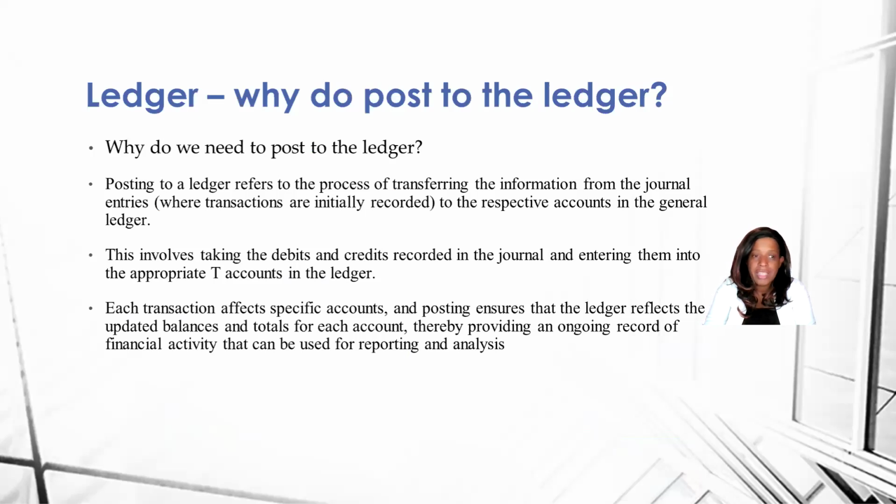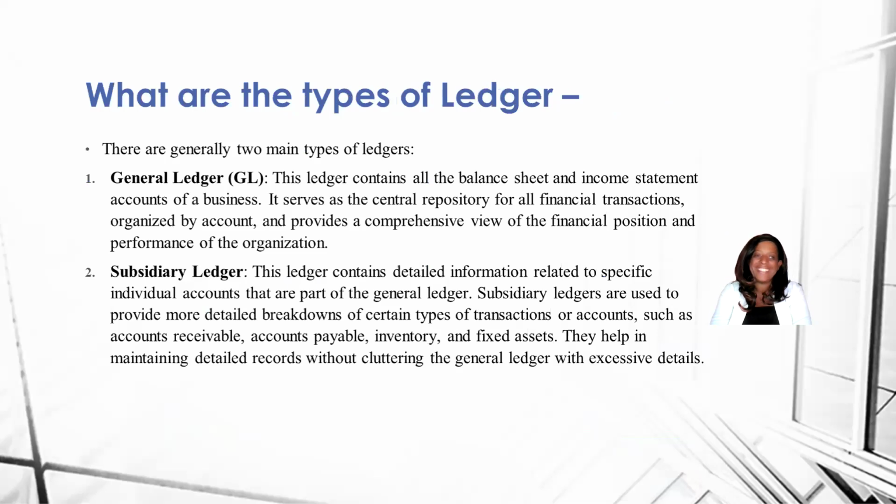So this involves taking debits and credits and entering them into the appropriate T accounts in the ledger. Every transaction that you have in your books affects a specific account. And after we post them to the ledger, we are going to look at the balances and totals for each account. Now, what are the types of ledger?